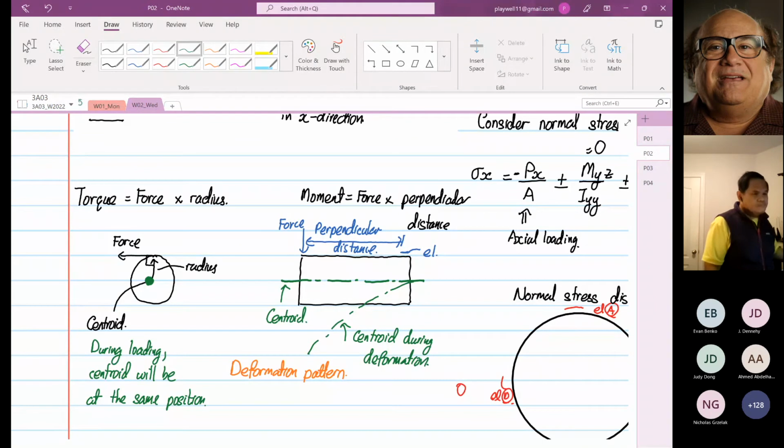Yeah, so pretty much for torque, the centroid remains in the same position, but for a moment it's going to change. Yes, it's going to have a sad face look or a smiling face look.